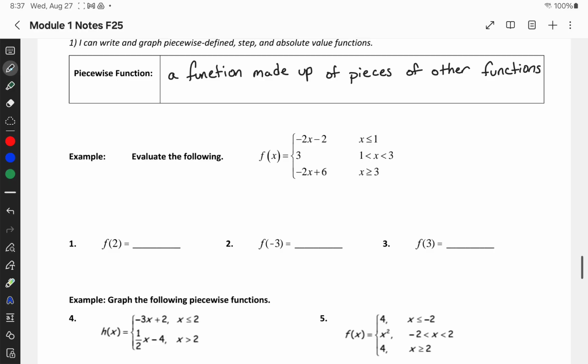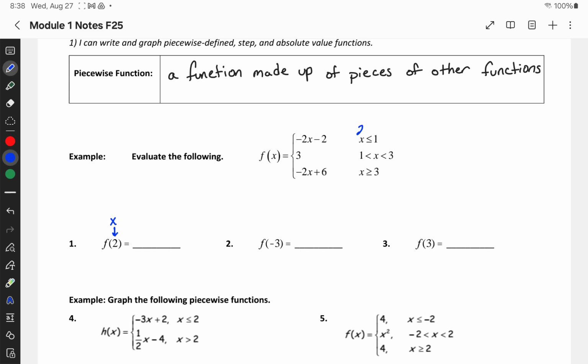In this example, we're going to have f of x, which is made up of negative 2x minus 2, the number 3, and negative 2x plus 6, and each of those will be in a different section of the graph. So let's say for this first example, we want to evaluate f of 2. I need to figure out where 2 fits into those intervals on the right side. And keep in mind, 2 is the x value that I'm plugging into my function. So what I'm doing is checking to see which interval it fits into.